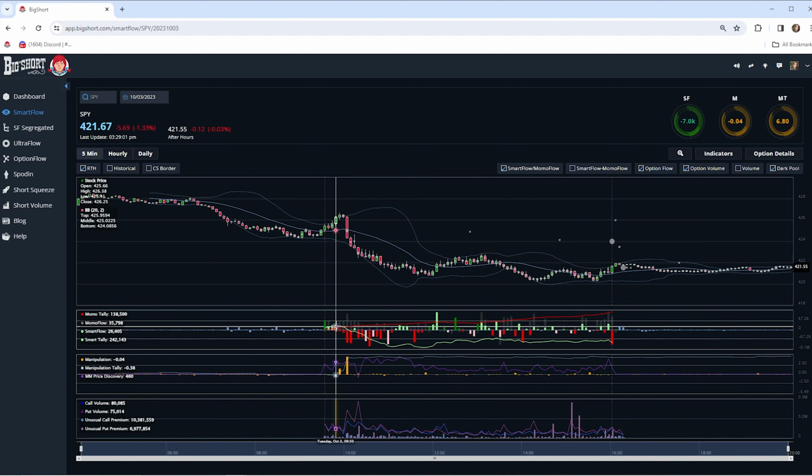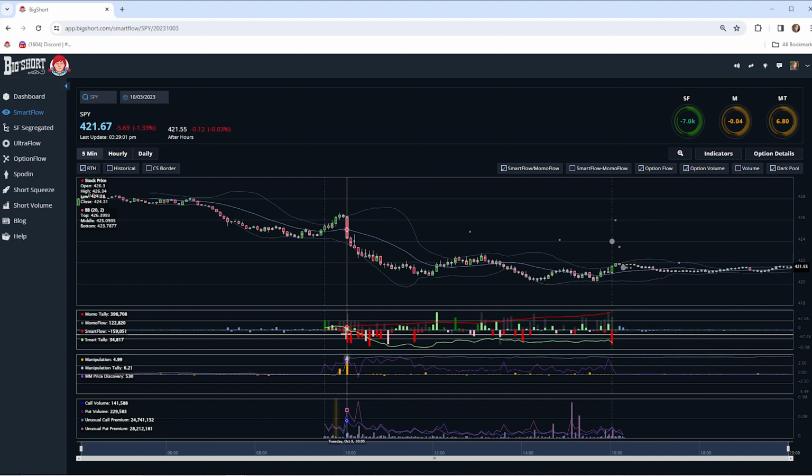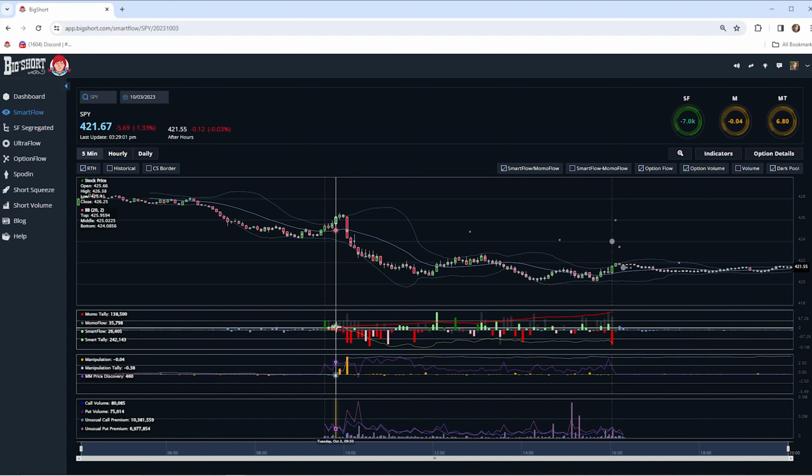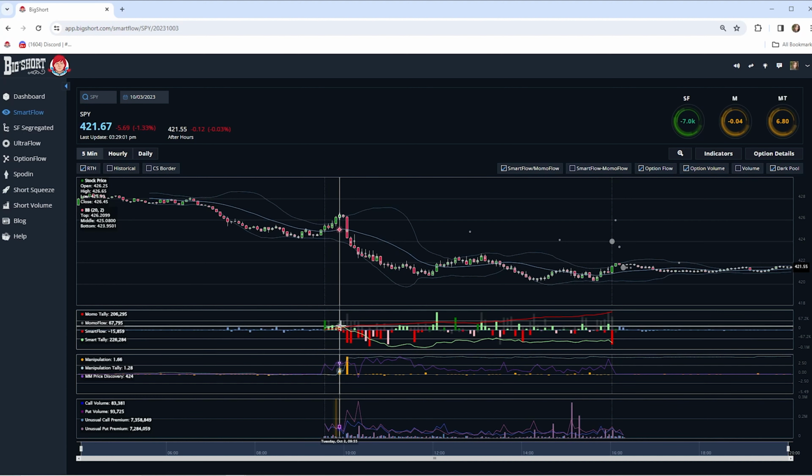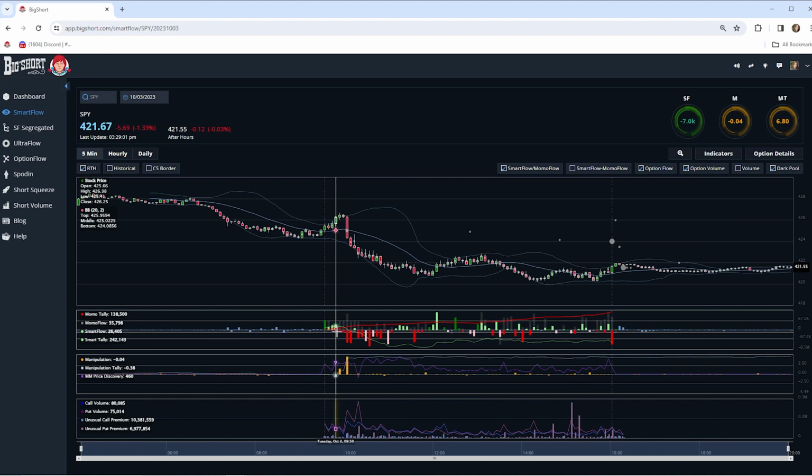We can see smart flow starting to go down here as smart starts to sell, while we also see Momo starting to buy, this red line. With smart flow, I recommend focusing on the lines and not the bars. We also see some positive manipulation, which is also bearish.